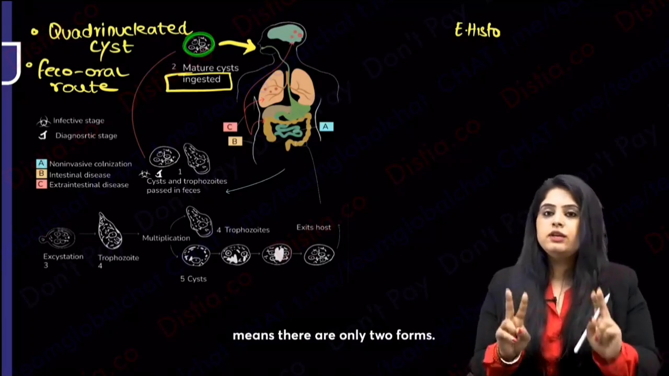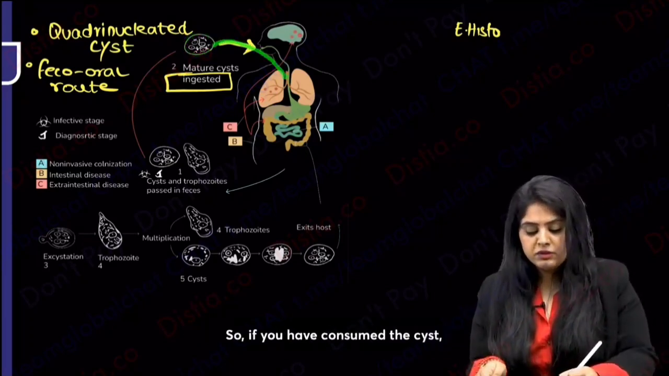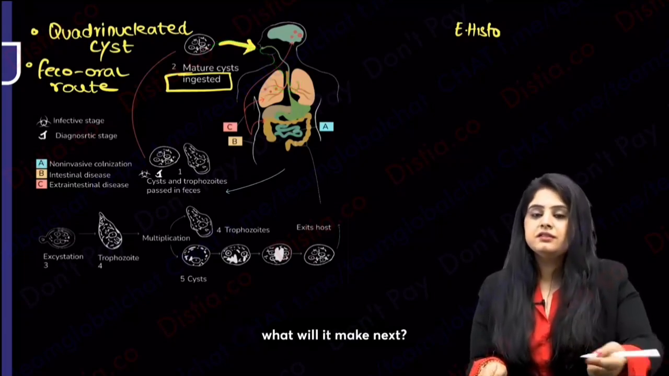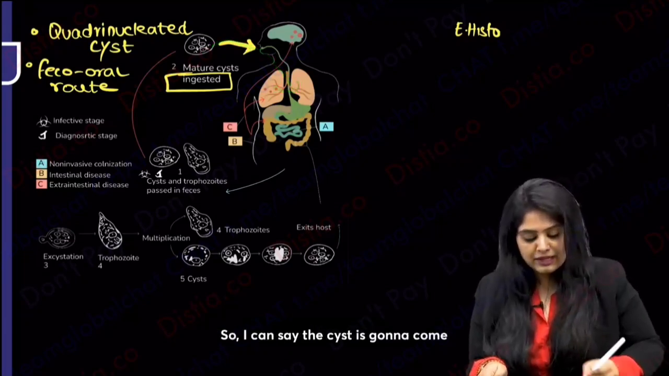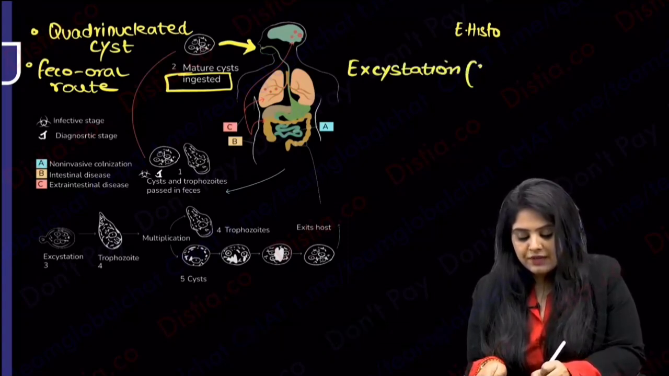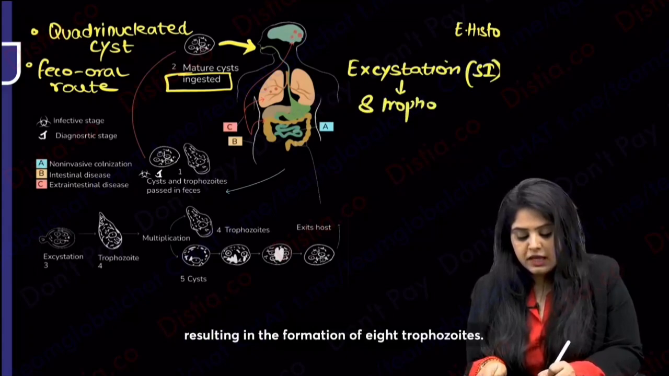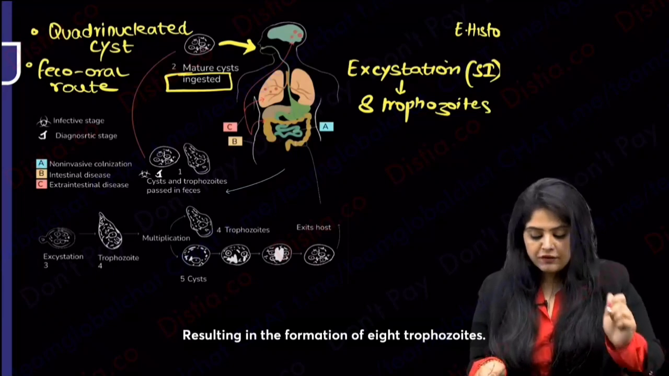Means there are only two forms. There's a cyst and there's a trophozoite. So if you have consumed the cyst, what will it make next? After cyst, it will make trophozoite. So I can say the cyst is gonna come out and make a trophozoite. There is going to be excystation that occurs in the small intestine, resulting in the formation of 8 trophozoites.